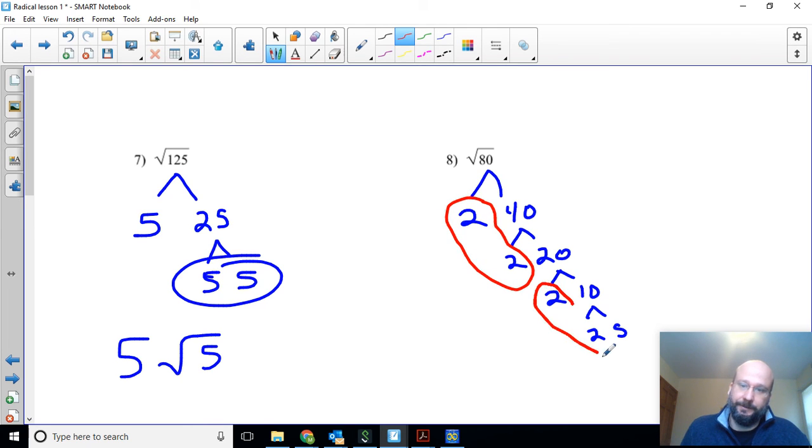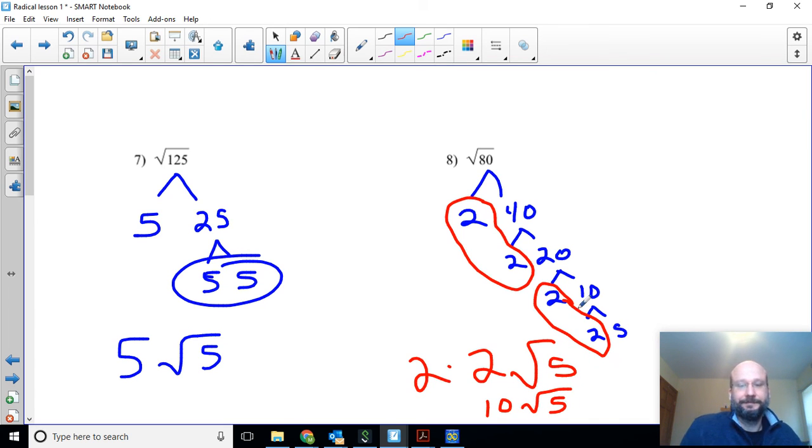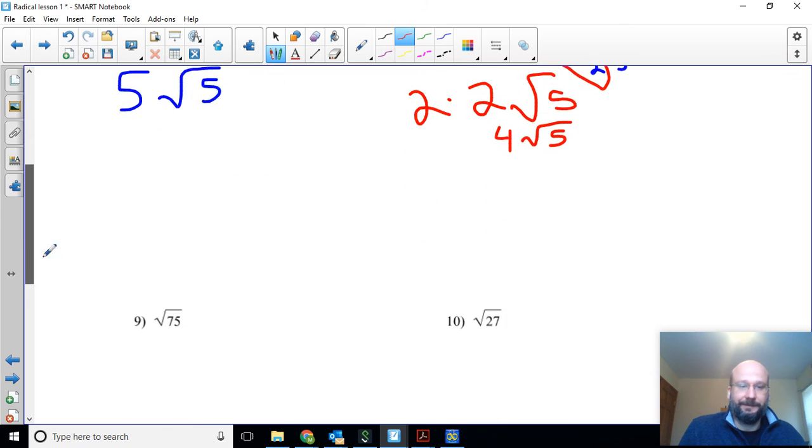So I have 1, 2. So that means I have this 2 and then this 2. And then 5 on the inside. So that would be 10 root 5. Not 10. 2 times 2 is 4. 4 root 5. Right? You multiply. I bring 1 out and I bring this one out and I multiply them together to get 4. I'm going too fast myself.